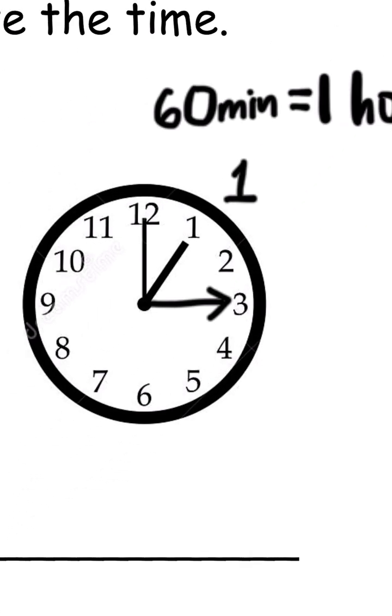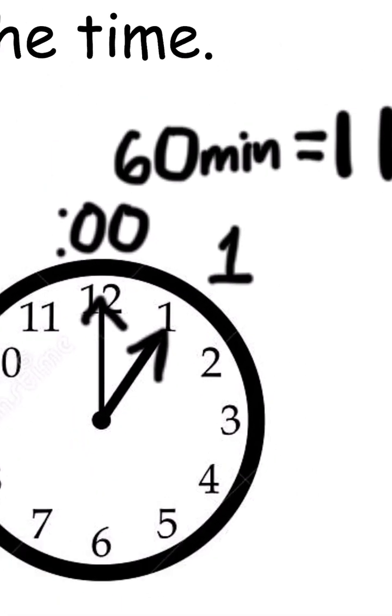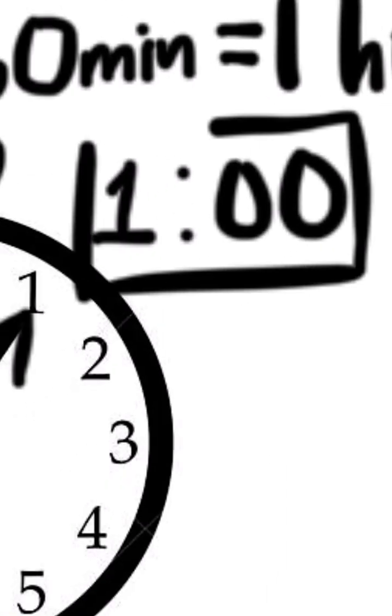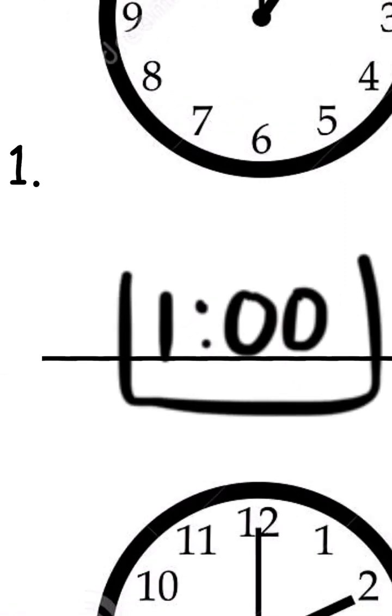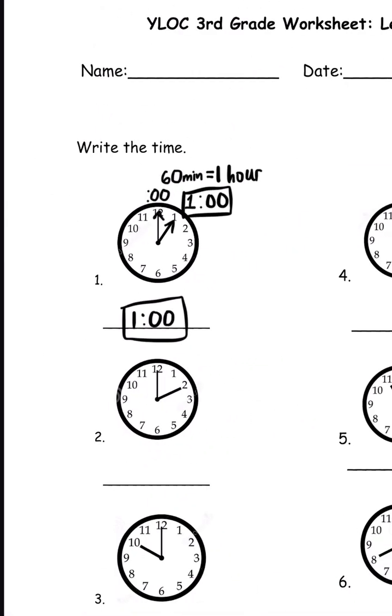So now the hour arrow was pointing to 1. And since this means 1 hour, and it means it's 0, 0. So it's going to be 1 exactly, since it's pointing at 12. So 1 o'clock is the answer for number 1.